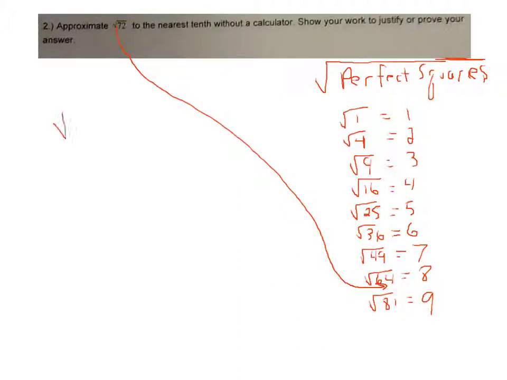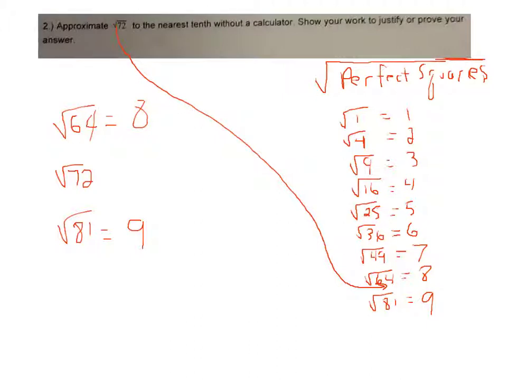So I've got the square root of 64 and the square root of 81, and I know the square root of 72 falls in between there. Square root of 64 is 8, and the square root of 81 is 9. Therefore, the square root of 72 is going to fall somewhere in between 8 and 9.